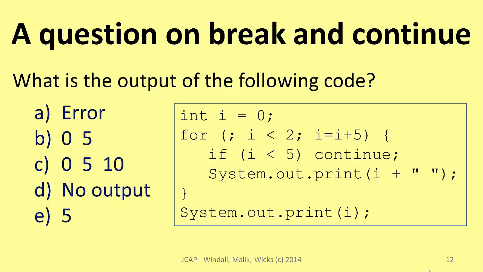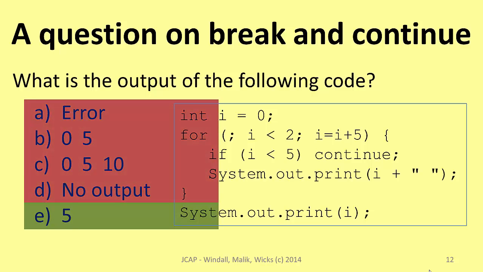Now we meet the closing curly bracket for the for loop. It adds 5 to the value of I, making it 5. We come back to the beginning of the for loop. Is I less than 2? No, I's 5. So the for loop has finished. So now we continue after the final curly bracket, and it just prints out the value of I, 5. 5 is the correct answer. The other ones, unfortunately, don't work so well.